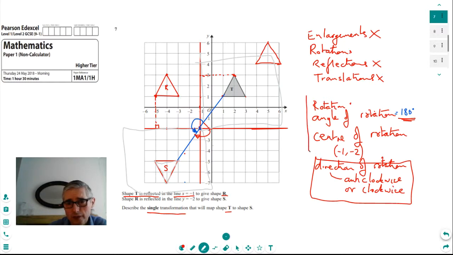Okay, so this is our final answer. We've actually said that it's a rotation. The angle of rotation is 180 degrees, and the center of rotation, the coordinates of the center of rotation, are -1, -2. And we've done it.